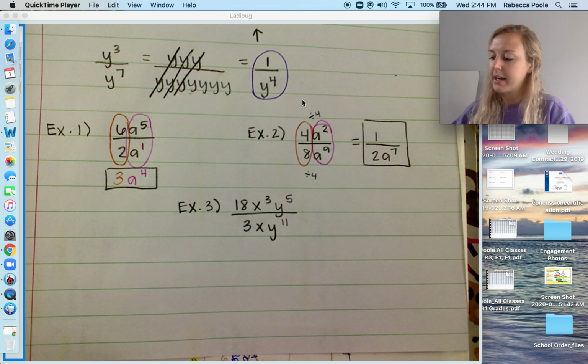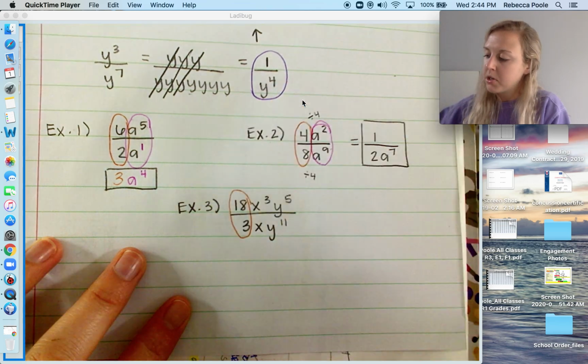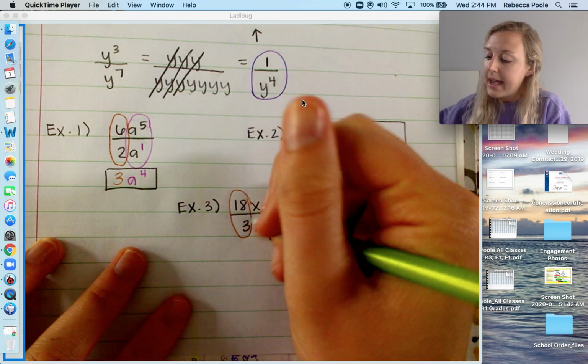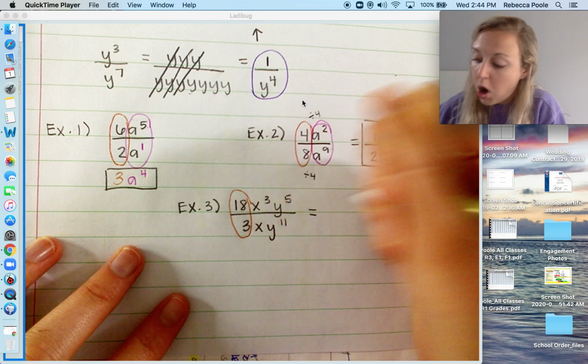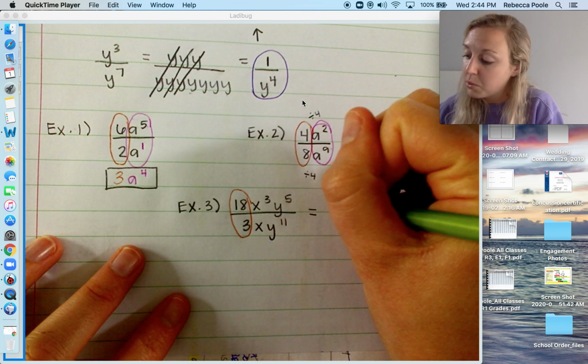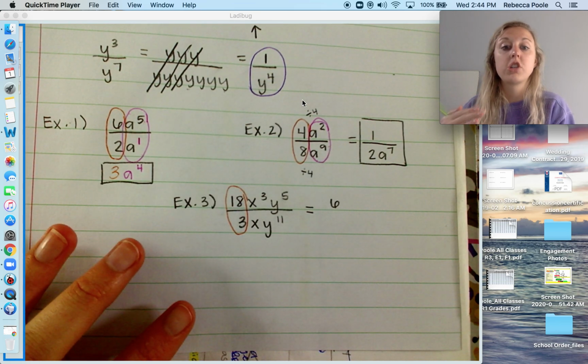All right, so let's go ahead and take a look at this one. I gave you about a minute. So first I'm going to deal with my numbers out front, my coefficients. 18 divided by 3 leaves us with a whole 6. Now that means the 6 would be in the numerator, okay? Because there's nothing underneath it. It's not a fraction. It's just 6.